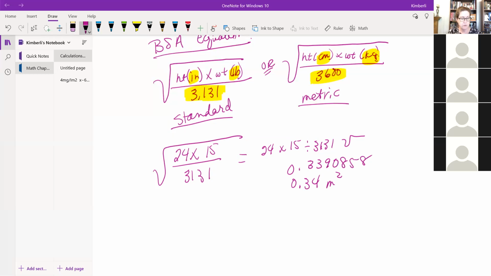Okay, so now if I use the nomogram back on page 262, I'm going to look at the height in inches, which is on the left side of that children of normal height for weight, and I'm looking at 24 inches, and then I'm going to go up to 15 pounds, which is on the right side.